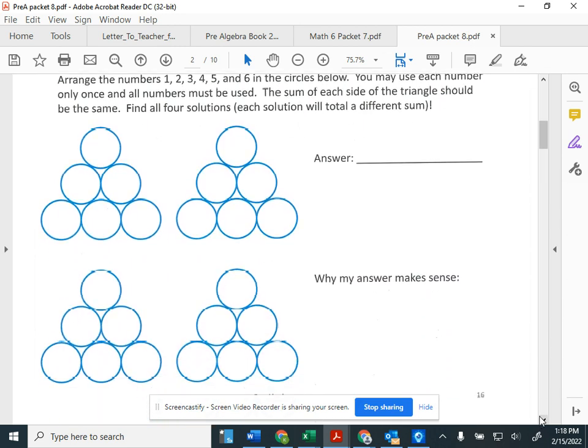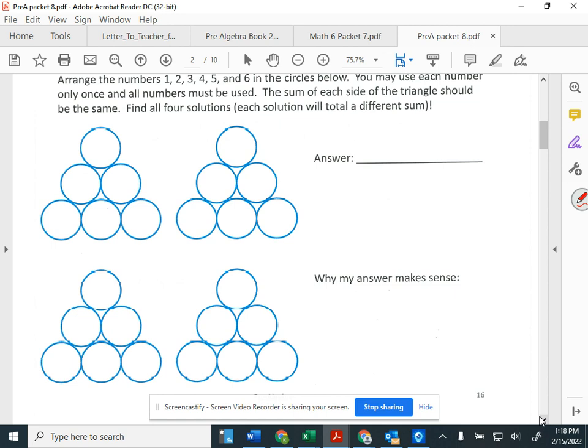Arranging the numbers. There are 4 different ways that you can arrange numbers. 1, 2, 3, 4, 5, and 6. It says arranging the numbers, not reusing numbers. You can use the 1 one time in this triangle, the 2, the 3, the 4, the 5, and the 6. So each side needs to equal the same sum.